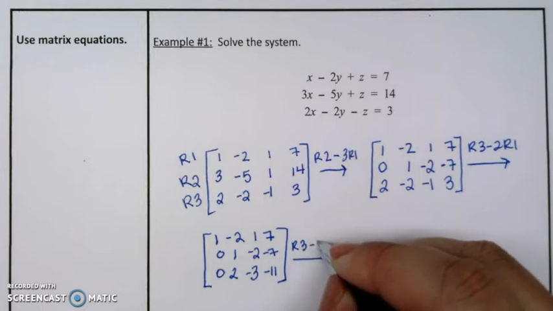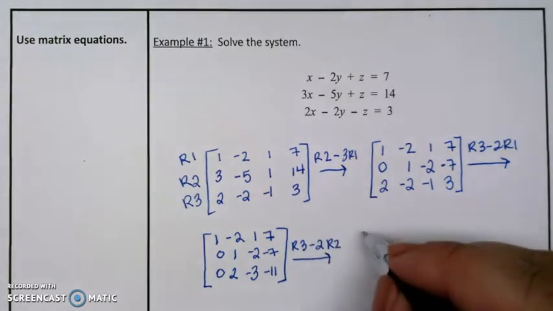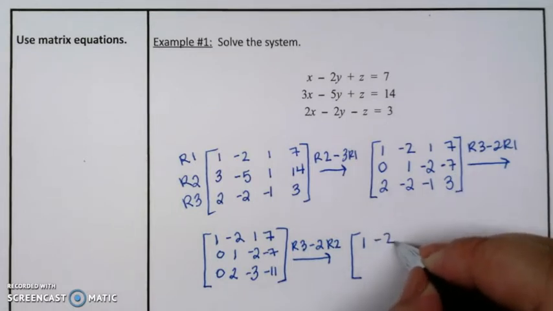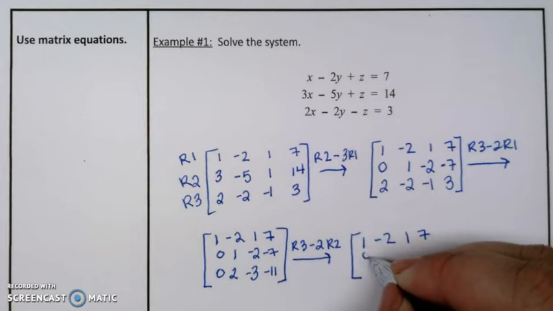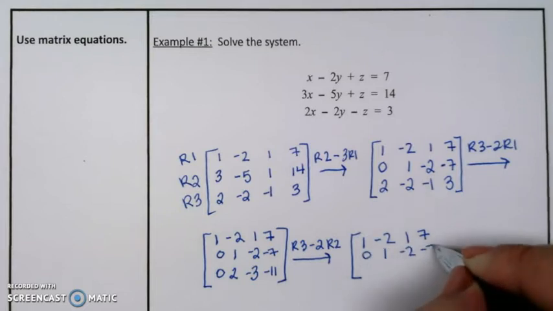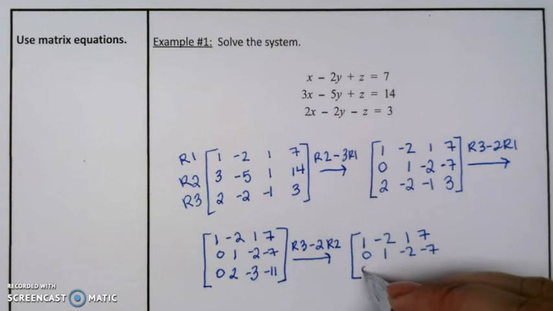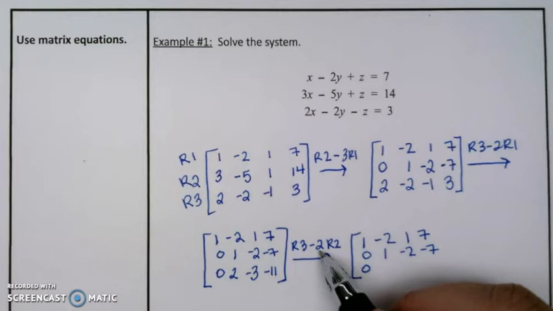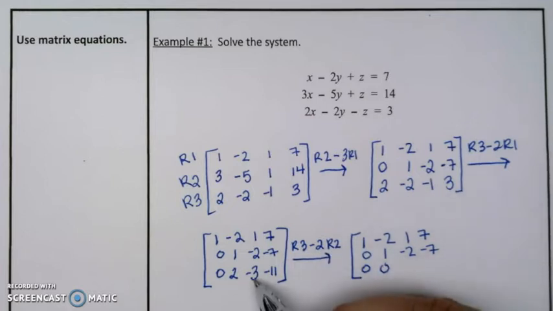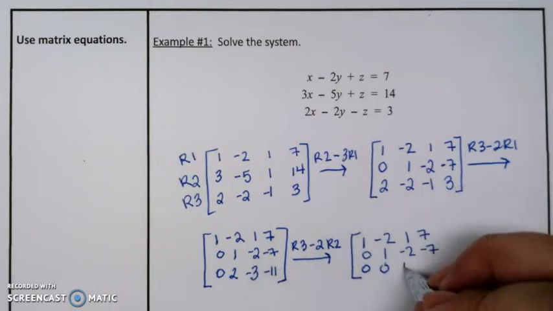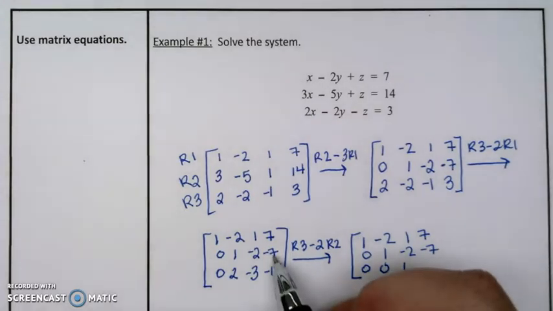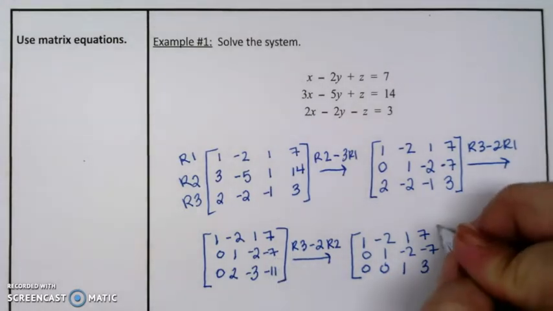row 3 minus 2 times row 2. So rows 1 and 2 still staying the same. 1, -2, 1, 7, 0, 1, -2, -7. 0 minus 0 is 0. 2 minus 2 times 1, so that's 0. Negative 3 minus 2 times negative 2, so negative 3 plus 4 is 1. And negative 11 plus 14 is 3.